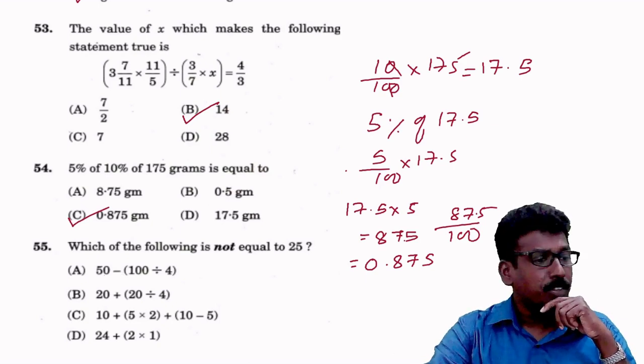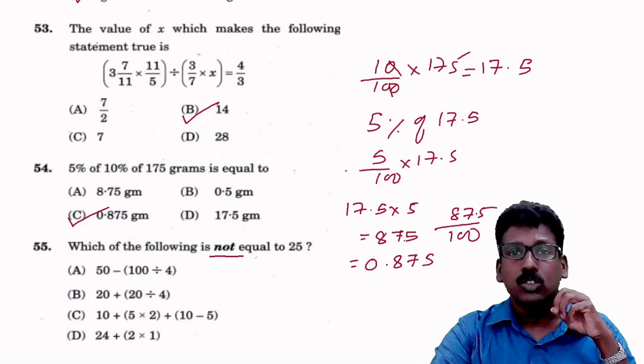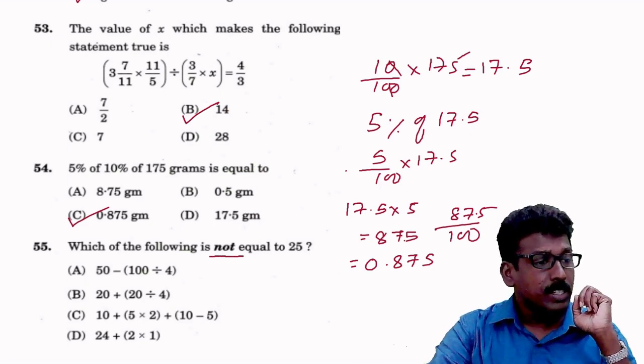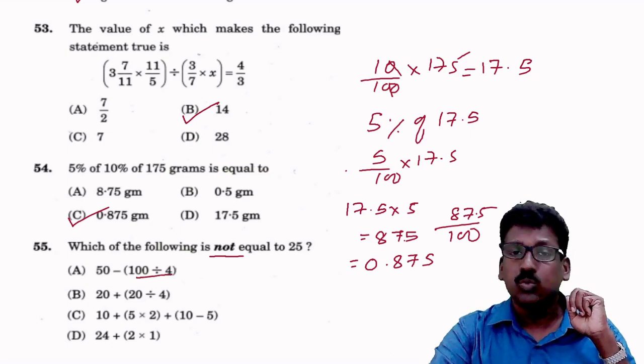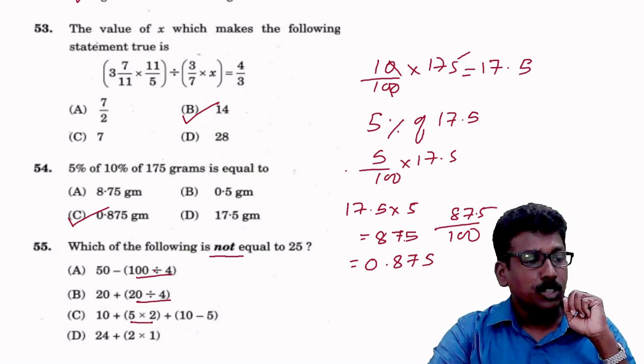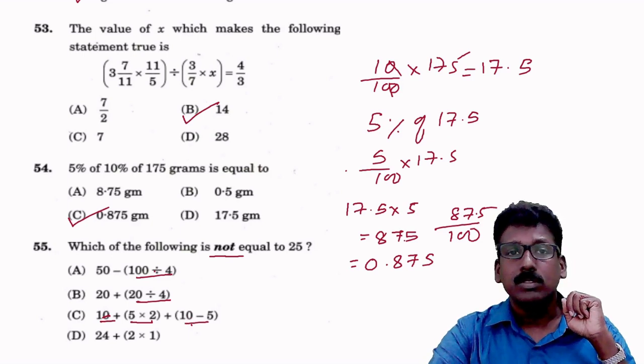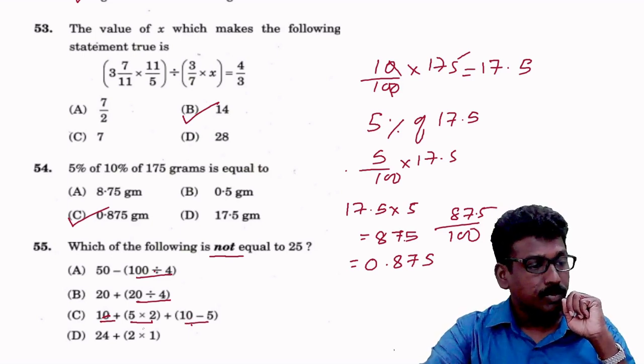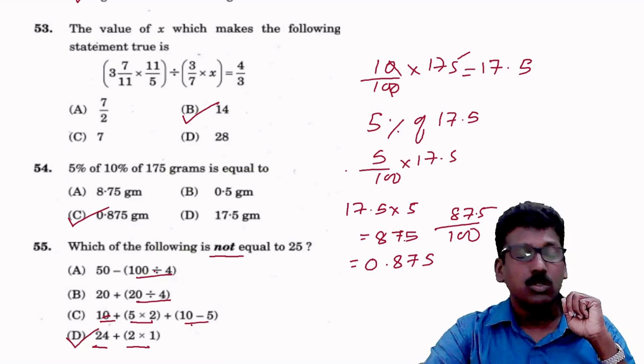Now we look at question number 55. Which of the following is not equal to 25? Here you can see 50 minus 100 by 4, it is 25. 50 minus 25, 25. So it is 25. Here 20 by 4 is 5. 20 plus 5, 25. 5 into 2, 10. 10 plus 10, 20. 20 minus 5, 15. Here also 25. Here you can see 2 into 1, 2. 24 plus 2, 26. So D is not equal to 25.